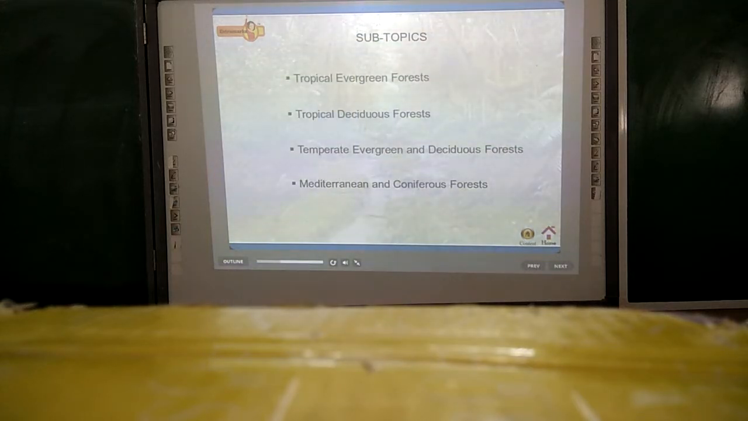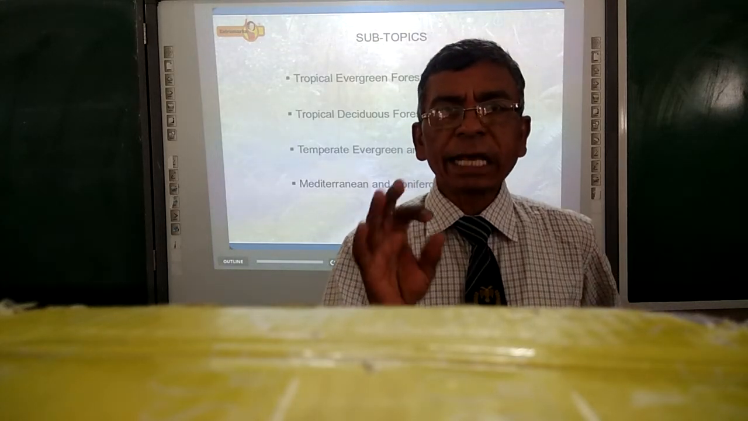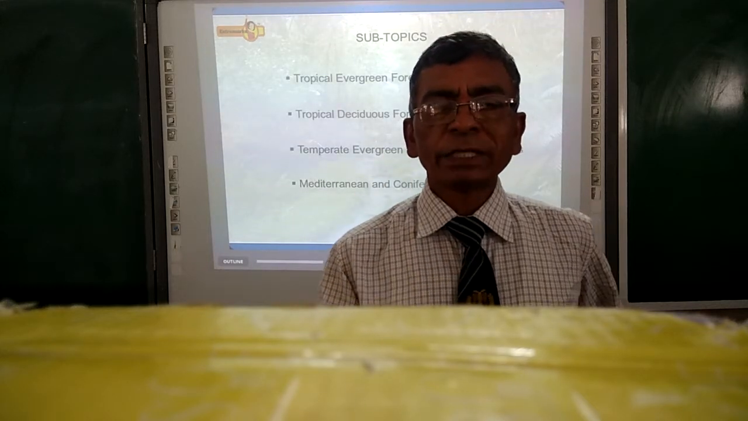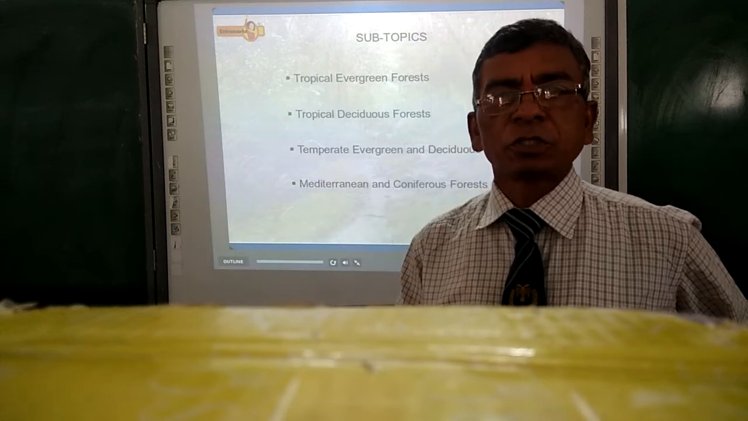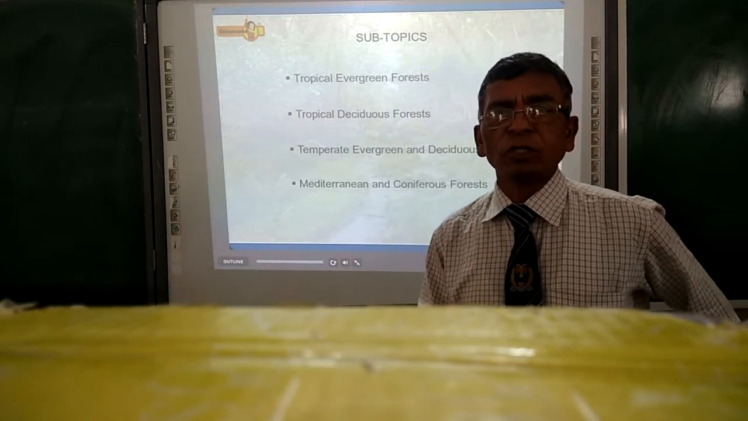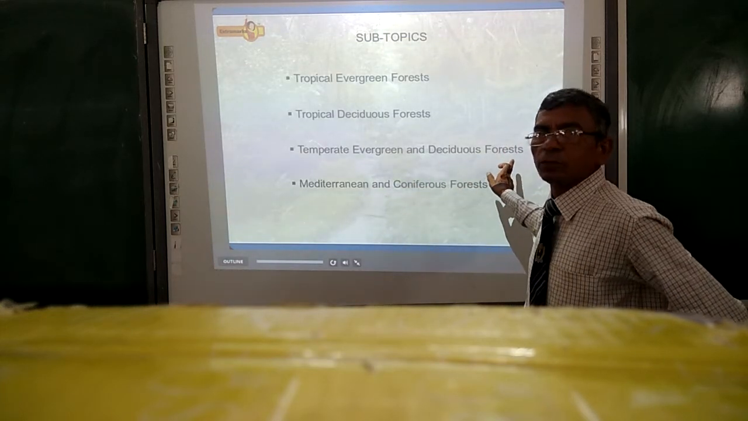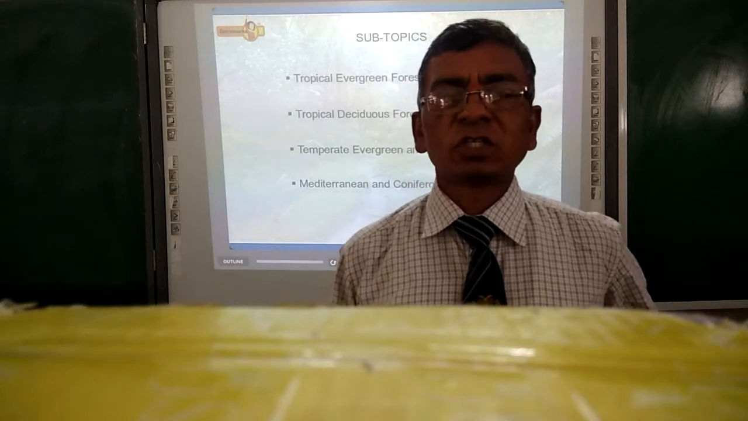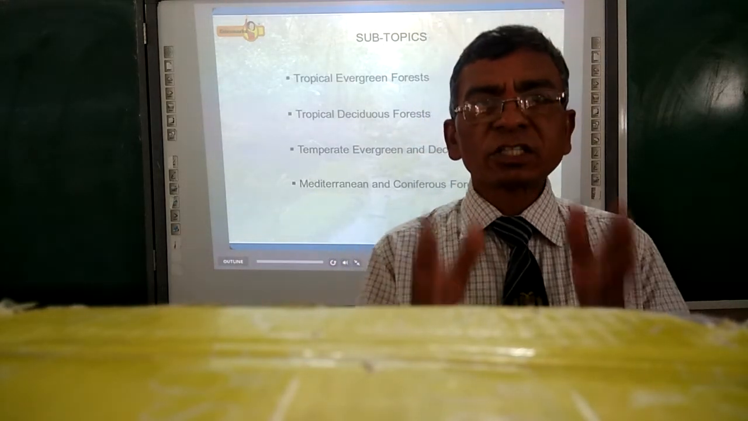Subtopics: tropical evergreen forests, tropical deciduous forests, temperate evergreen and deciduous forests, Mediterranean and coniferous forests. Children, I said regarding vegetation and its types. Vegetation can always be classified based on the environmental and climatic conditions. The entire vegetation of the world can be classified into different types. Number one is tropical evergreen forest. Number two is tropical deciduous forest. Third is temperate evergreen and deciduous forest. And the last one is Mediterranean and coniferous. These are the different types of vegetation found in the world. Let us see one by one.